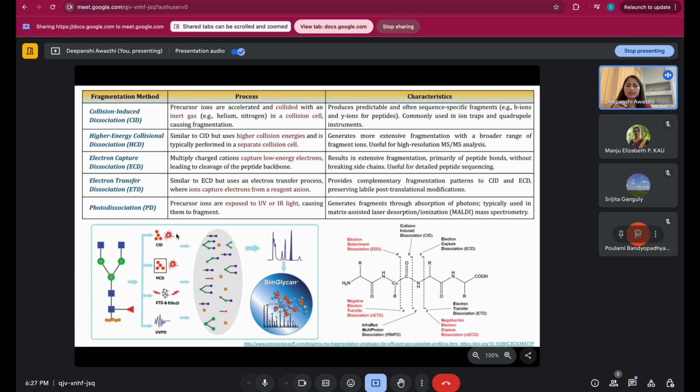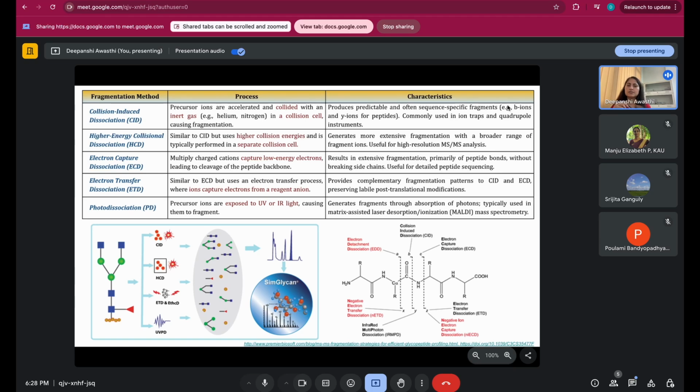So the first thing is collision induced dissociation, in which it is shown how the precursor ions are accelerated, passed with speed, and then collided with the inert gas. This collision leads to fragmentation. This process is known as collision induced dissociation. And as for the kind of ions produced, it produces predictable and often sequence specific fragments. So it will lead to the generation of B and Y type ions.